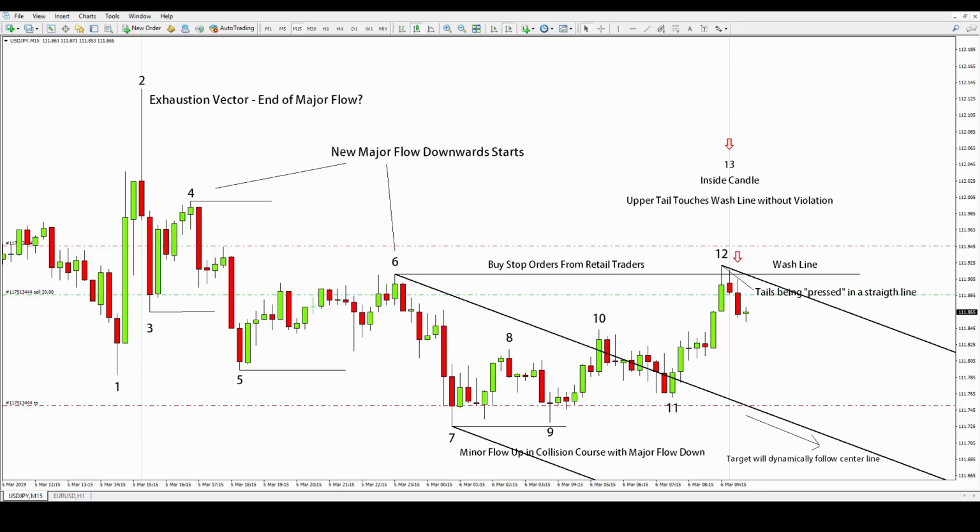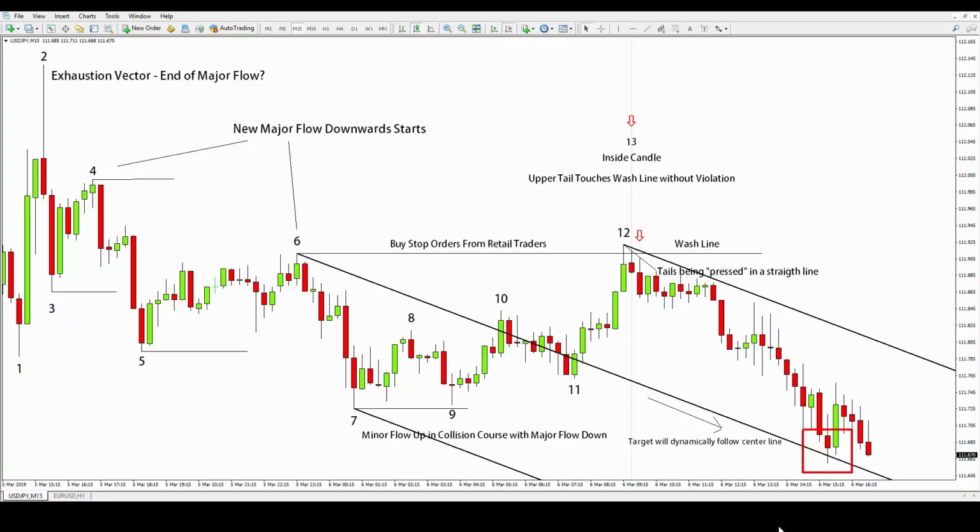Let's see how the market develops. Here you can see that the trade hit its target in the center line of the pitchfork, as it is shown in the red square.